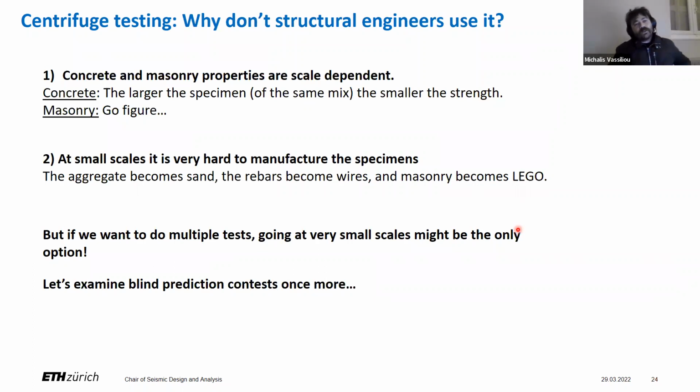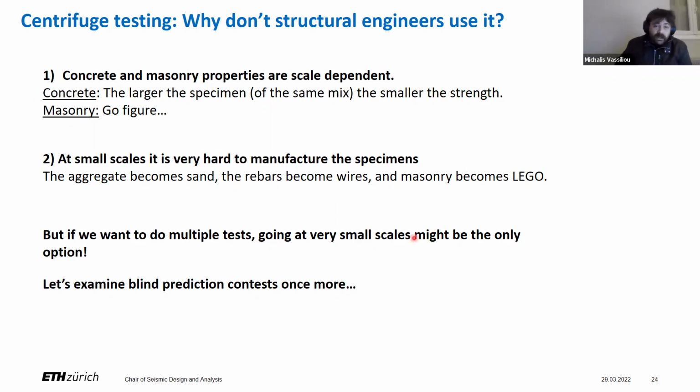Now, centrifuge testing, and why don't structural engineers use it? Again, as I said, because concrete and masonry properties are scale dependent. For concrete, the larger the specimen of the same mix, the smaller the strength. Masonry, how the properties scale with size, go figure. I mean, there are a bunch of papers over there, but it's even more complicated. And the second reason is that you cannot manufacture the specimens. Aggregate becomes sand, as I said, rebars become wires, and masonry becomes like a Lego.